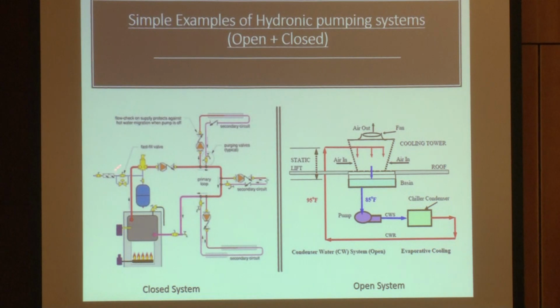We use closed systems in most chilled water applications and most hot water boilers and things like that. We use open pumping systems for things like cooling towers. The pump will pump through the condenser, it'll come up, it'll drop the water through the tower, it drops into the basin, and then it's picked up again by the suction and comes back around. This is an example of an open system.